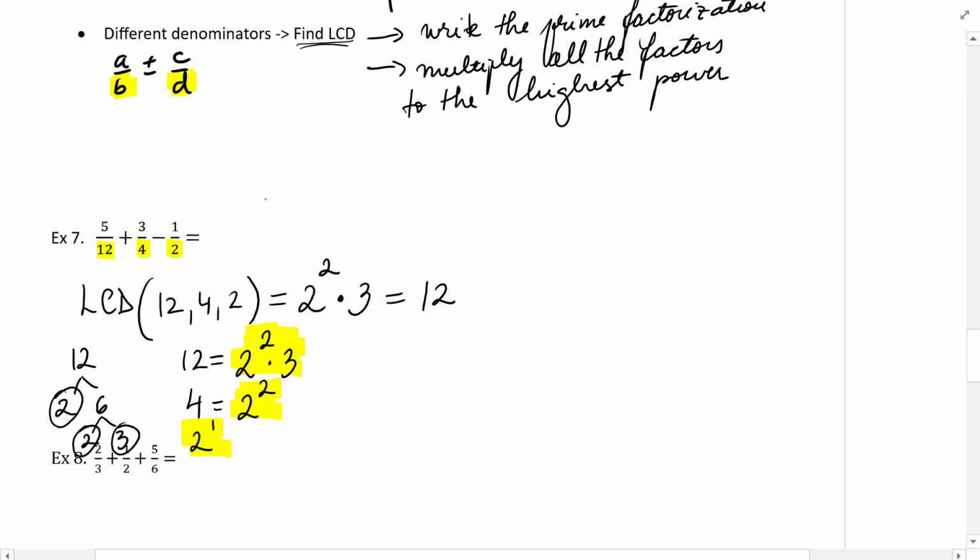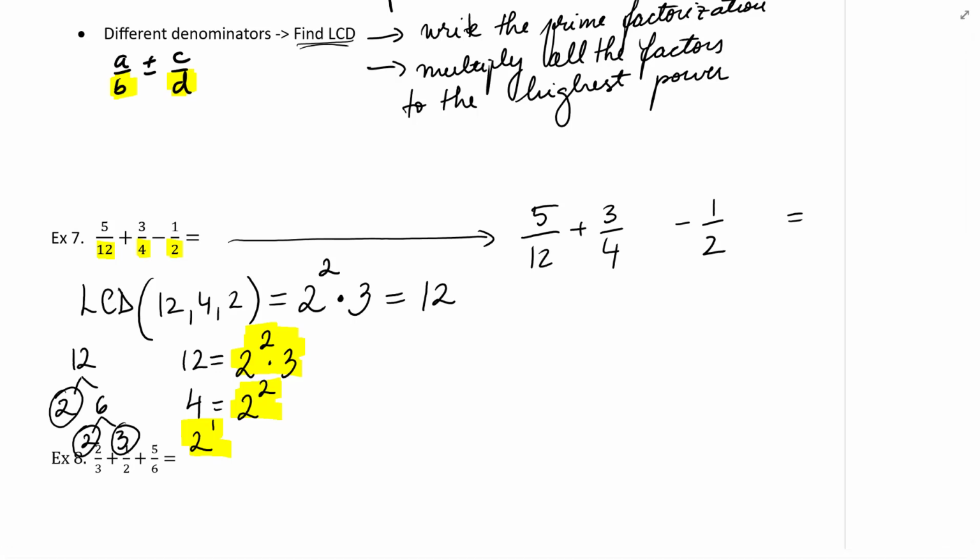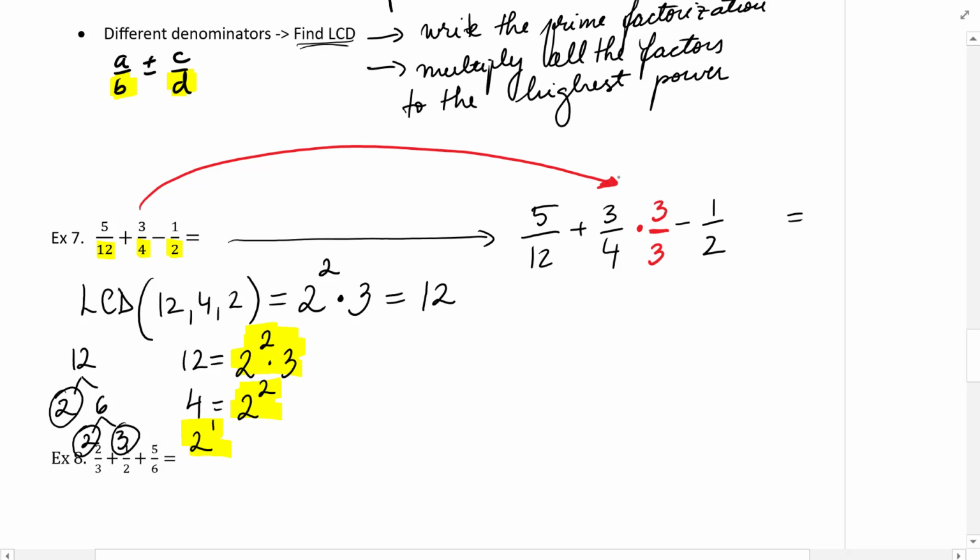So let's write here 5 over 12 plus 3 over 4, I'm going to leave a little bit of room, minus 1 over 2, and I'm going to leave a little bit of room. So how do I get from denominator 4 to 12? Well, by multiplying the second fraction by 3 over 3, right? Why do I multiply by 3 over 3? Because 3 over 3 is 1, and 1 times 3 over 4 is 3 over 4. So in other words, I'm not changing mathematically the quantity that we had initially. So 3 over 4 and 9 over 12 are equivalent fractions.